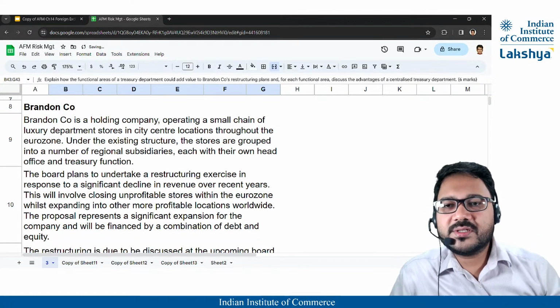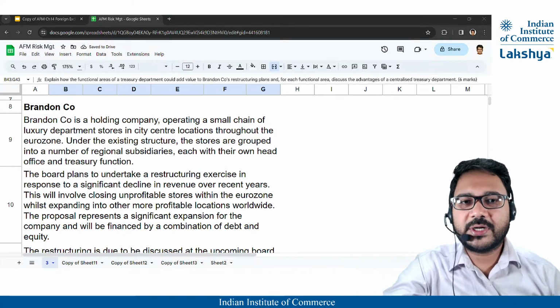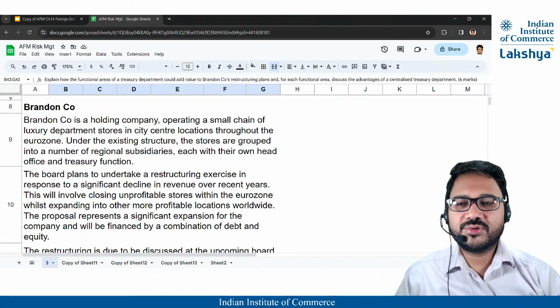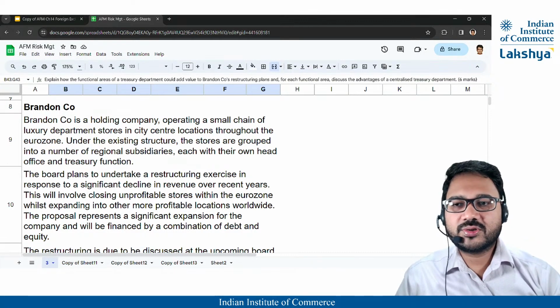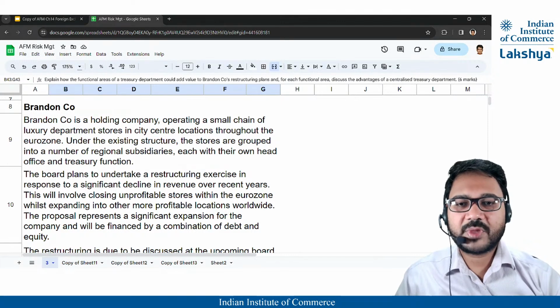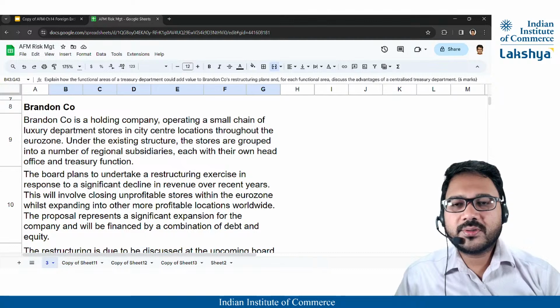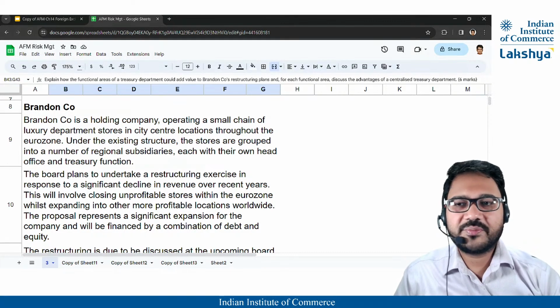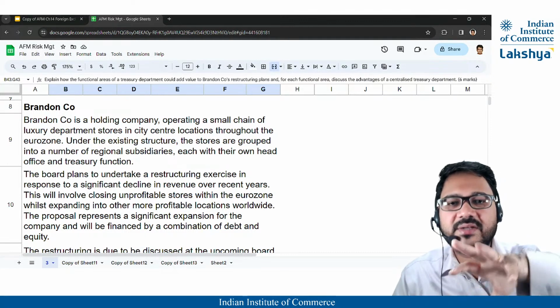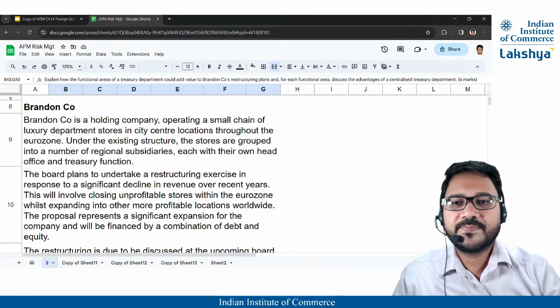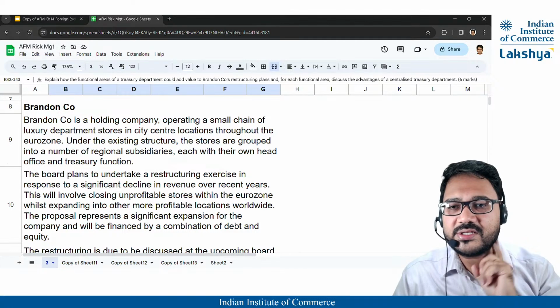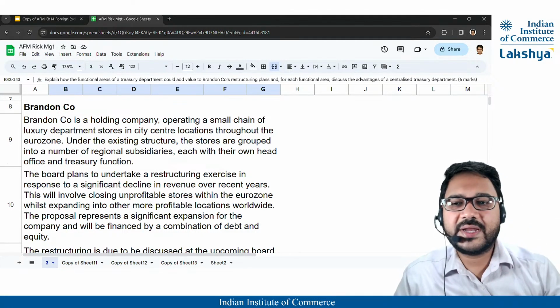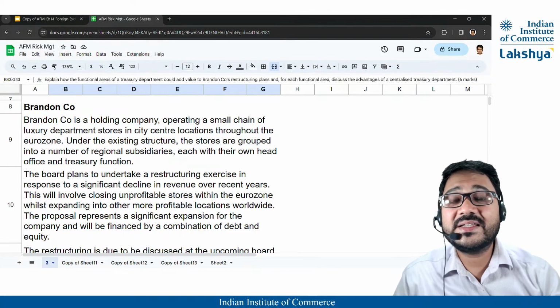Brand and Company is a holding company operating a small chain of luxury departmental stores in city center locations throughout the Eurozone. Under the existing structure, the stores are grouped in a number of regional subsidiaries, each with their own head office and treasury function. So, from the first paragraph, our takeaway is that it is a retail business, luxury stores in prime areas, in city centers all throughout the Eurozone. So it's multinational, and currently they are grouped into regional subsidiaries, and each region has their own head office and treasury functions. So this is currently decentralized at the moment.